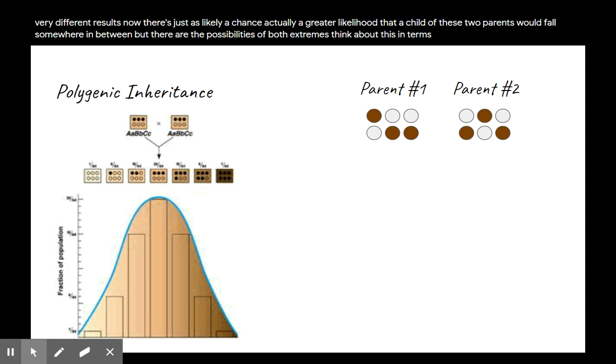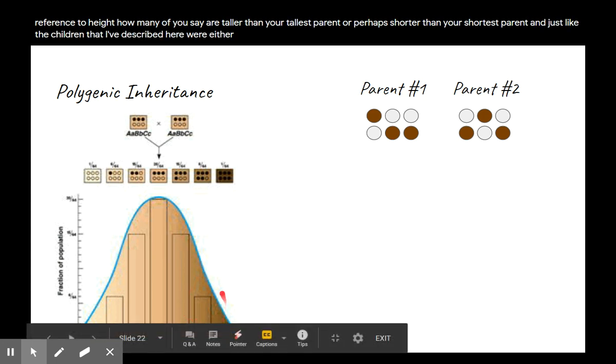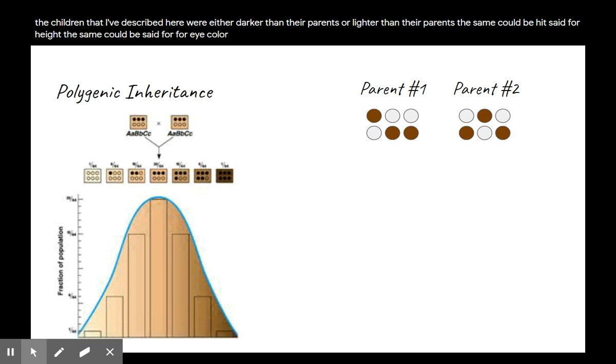Think about this in terms of your own family, maybe in reference to height. How many of you, say, are taller than your tallest parent, or perhaps shorter than your shortest parent? Just like the children that I've described here were either darker than their parents or lighter than their parents. The same could be said for height. The same could be said for eye color. All of those polygenic traits, there are so many varieties and combinations that there is a lot of uniqueness.